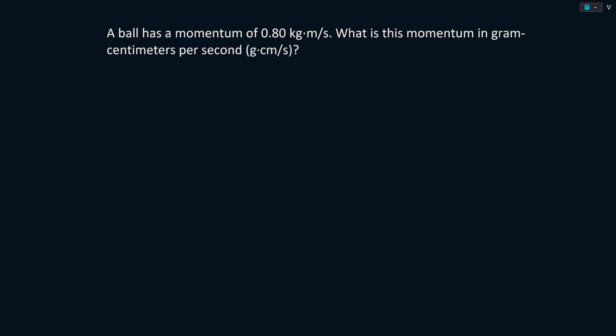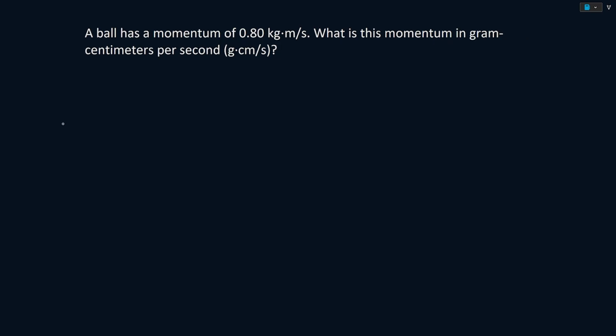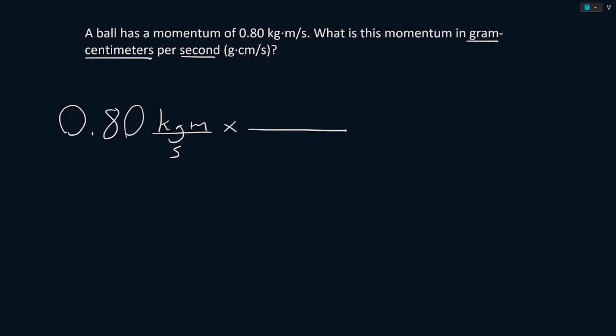A ball has a momentum of 0.8 kilogram meters per second. What is the momentum in gram centimeters per second? We were given 0.80 kilogram meters per second, and we want to convert to gram centimeters per second. To do this, first we'll convert the kilograms to grams. We'll do this by multiplying by our conversion factor of 1,000 grams per 1 kilogram.